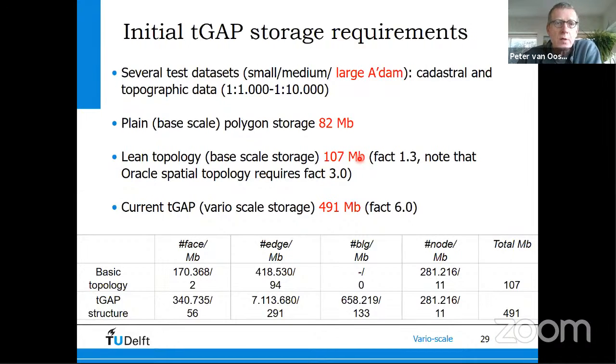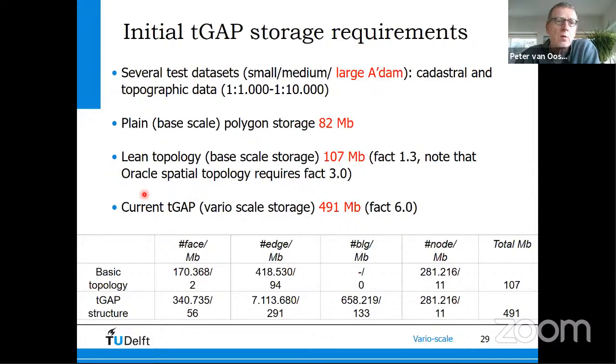You could say that is strange because in a topology structure you store an edge only once and you are not repeating the coordinates of the shared boundaries. But okay, apparently the references and having more structure, more tables, not only polygons, but also a table for edges and a table for faces, caused this increase, factor 1.3. It's the same order of magnitude, but still.